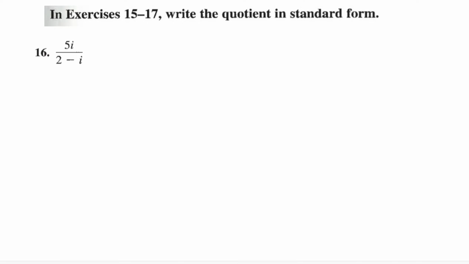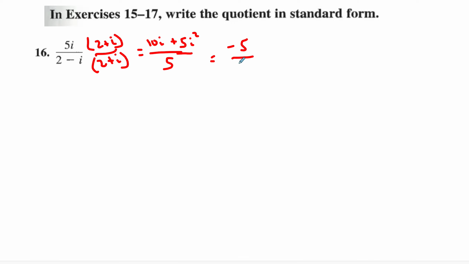Here they are again. They want you to divide, so you're going to multiply by 2 plus I, top and bottom. Now in this case, because they're conjugates, you could do this as 2 squared plus 1 squared, or 5, right? 5 times 2i is 10i, plus 5 times I, 5i times I is 5i squared. Okay, so this is negative 5 over 5 plus, right, 10 over 5i, or negative 1 plus 2i.